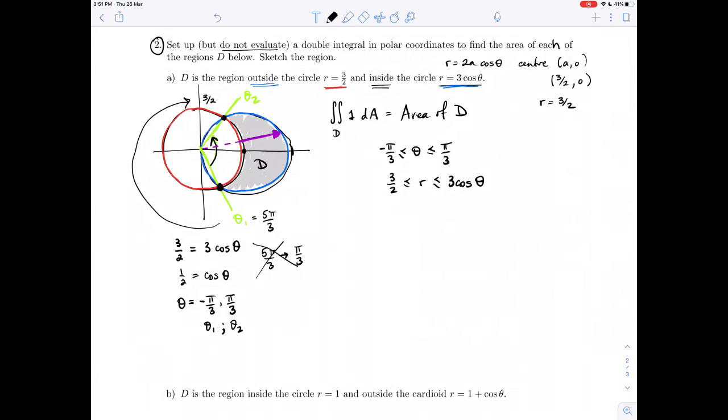So if we put all of that information together, then the area of the region is going to be equal to the double integral, always thetas on the outside, so minus pi over 3 to pi over 3 of the integral from 3 over 2 to 3 cos theta of 1 dA, but dA in polar coordinates is r dr d theta. So we're not asked to evaluate that, so we're going to leave that as our final answer for question A.